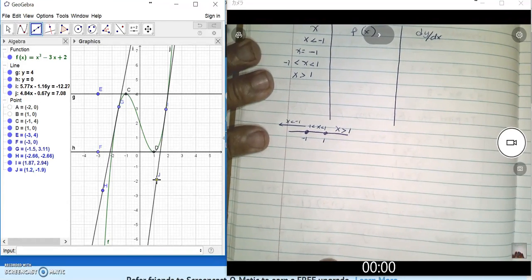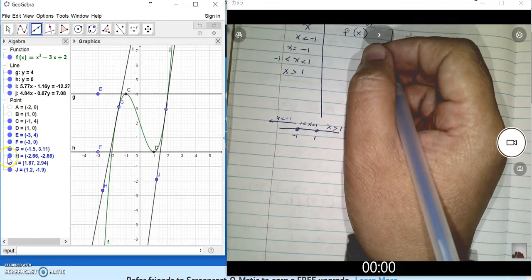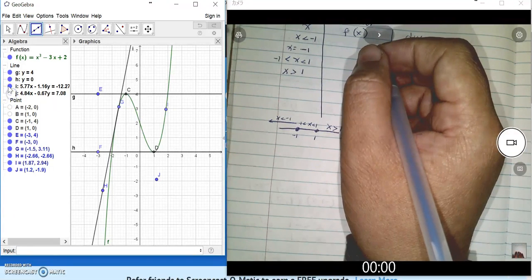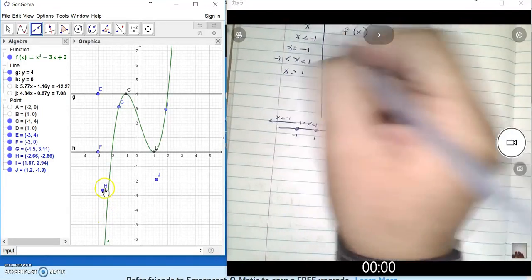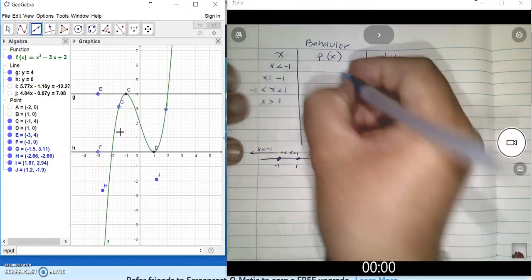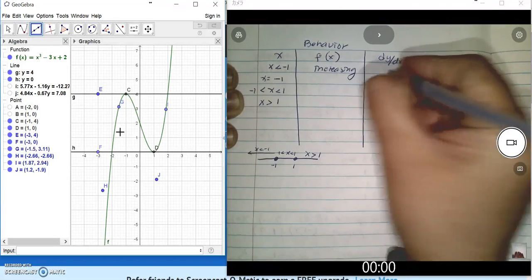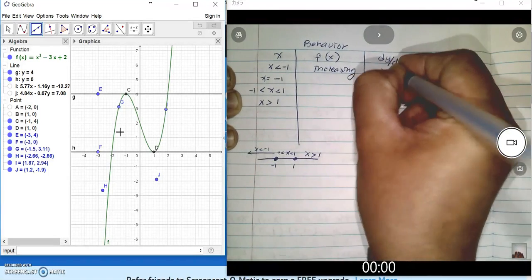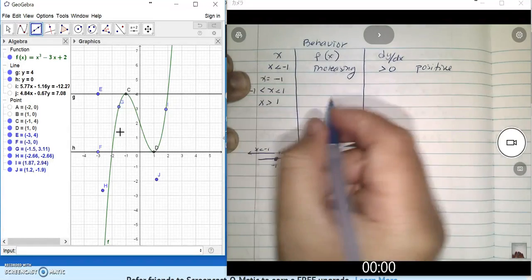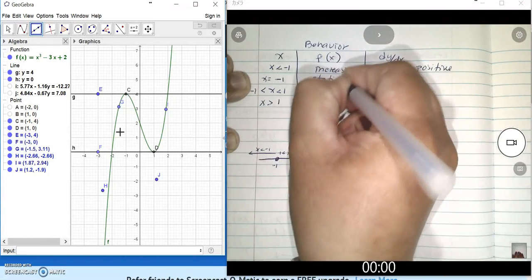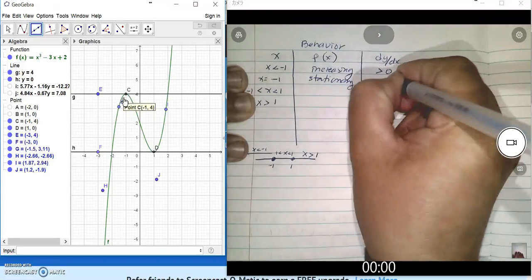Sorry, this video is limited because this is only a free version, so I will just do it as quickly as I can. As you can see from the graph, let me just remove these lines here. The behavior of the function at x before -1 is increasing. It's increasing there. And the dy dx here is greater than 0, or positive. And then if x equals -1, it's stationary. It's very obvious there is point C, and in here the gradient is equal to 0.